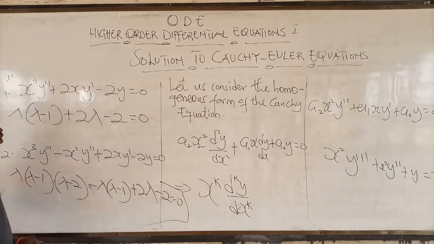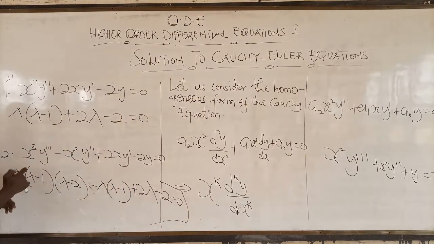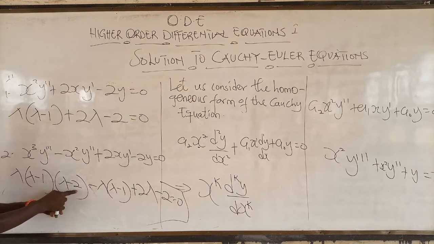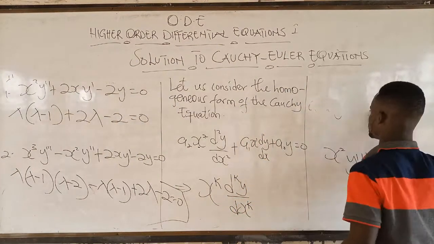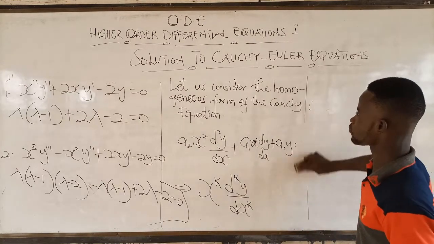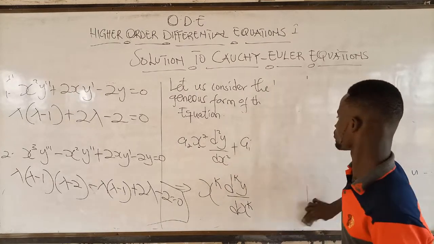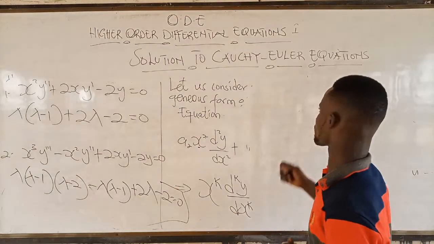So that is how we write for a third order differential equation. Watch again. Lambda minus 1 multiplied by lambda minus 2 like that. That's how we write a third order differential equation. Very good. Let's consider fourth order.